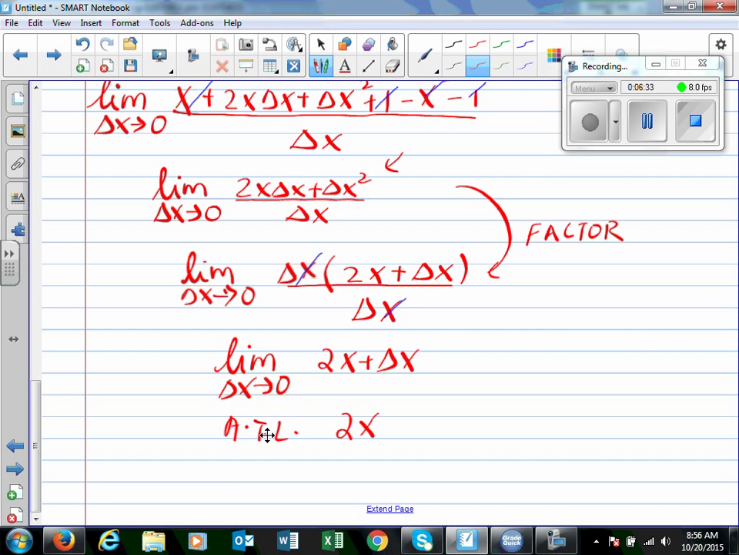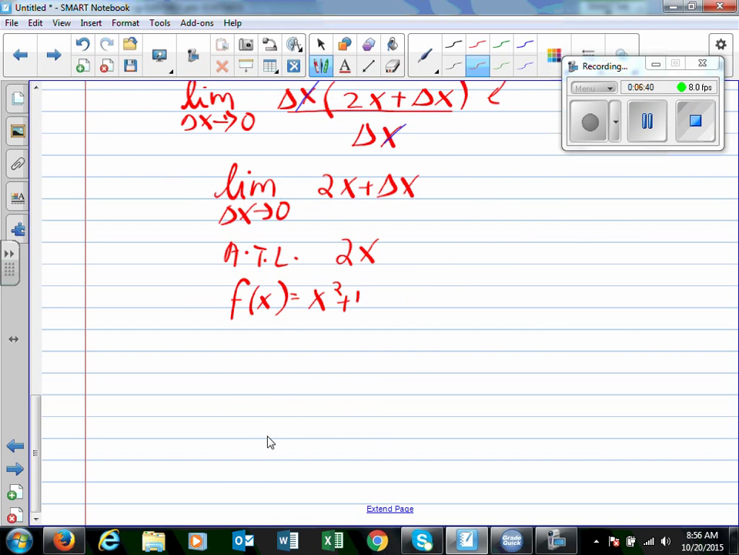So f of x is x squared plus 1, right? f prime of x is going to be 2x.